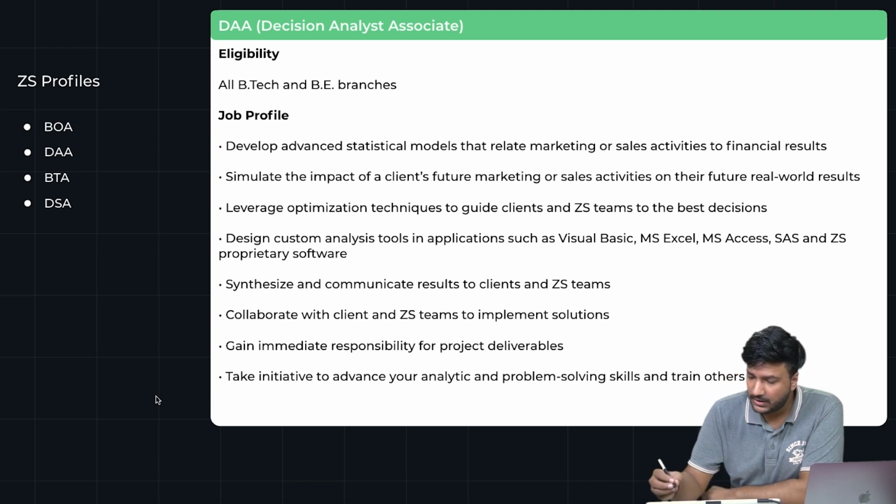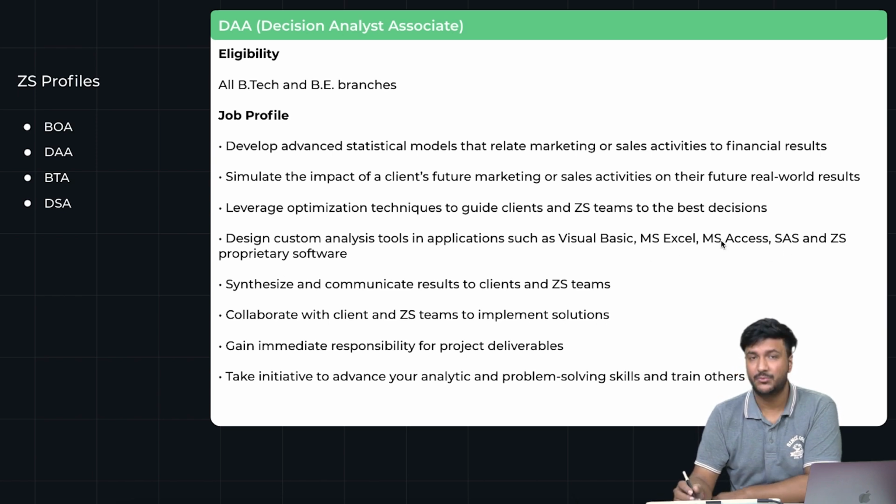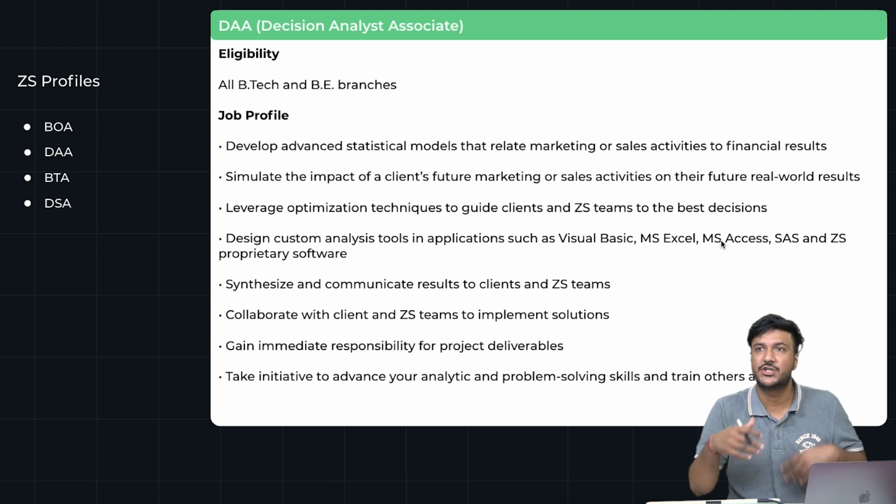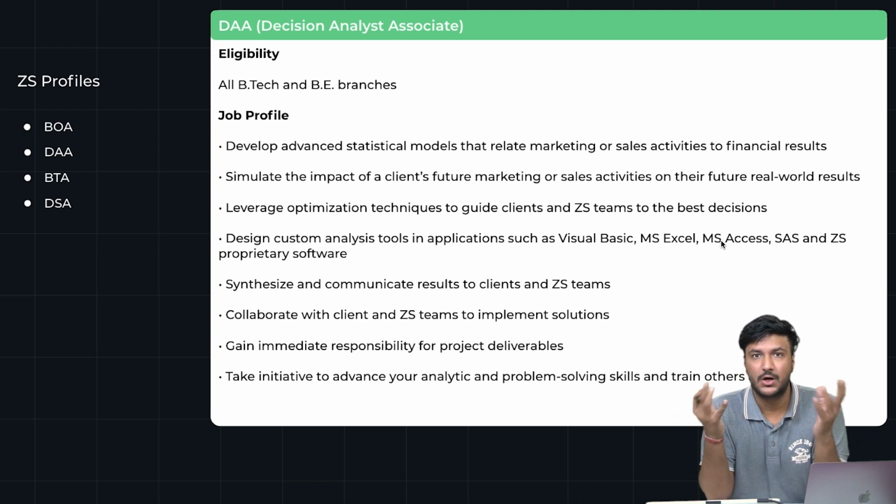So you'll be working on tools. This is a little bit of a coding profile, wherein you'll be working with tools like Visual Basic, MS Excel, MS Access, SAS, ZS proprietary. So basically you see a lot of data visualization. This is more like a data science or big data kind of role, wherein you're creating visuals in Power BI, Visual Basic, graphs, pie charts, and so forth.